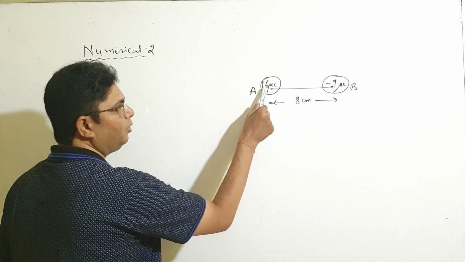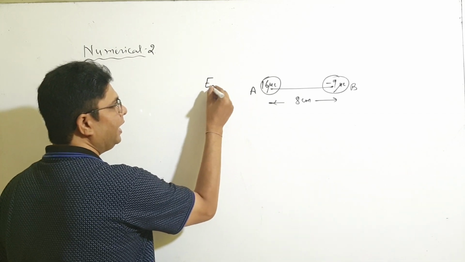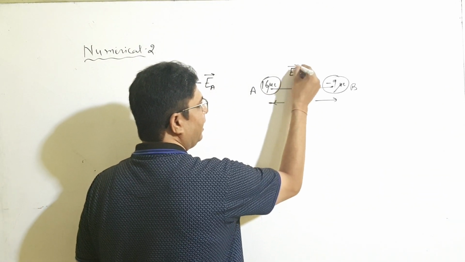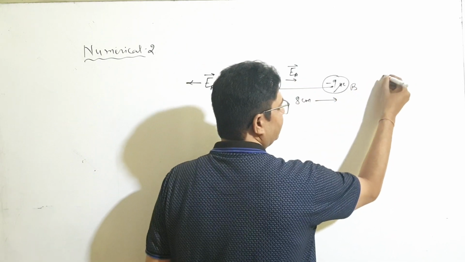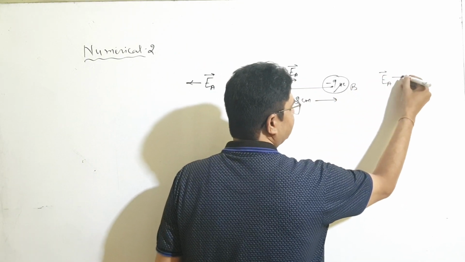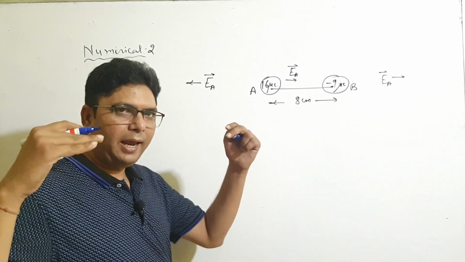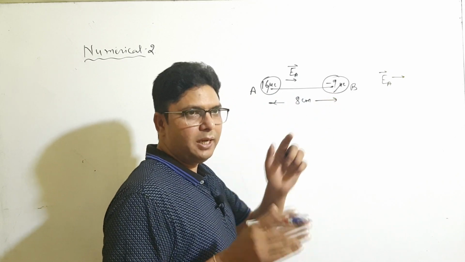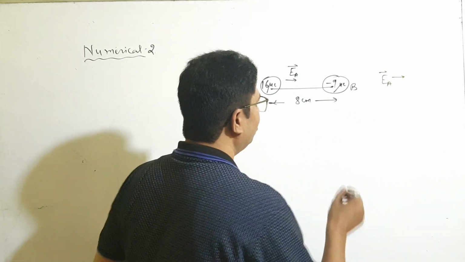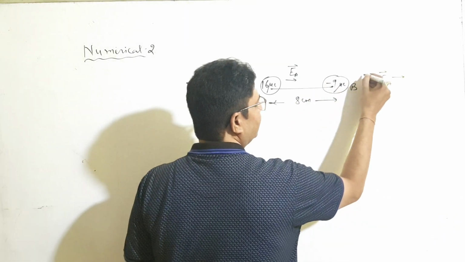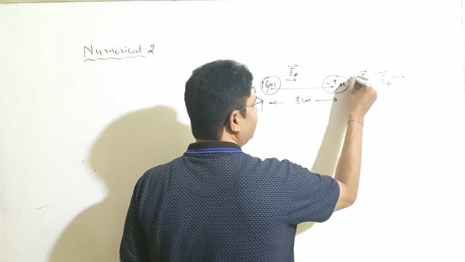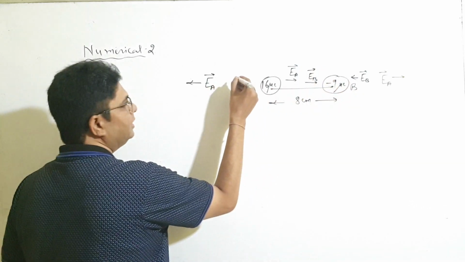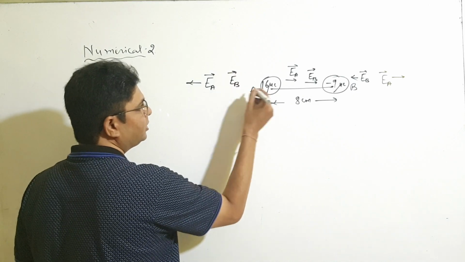You know that electric field originates from a positive charge and moves to a negative charge. So electric field due to A in this region is E A, direction is this side. In this region is E A, and in this region also E A, direction is this side. Electric field due to B enters inside the charge, so electric field due to a negative charge is towards the charge. So electric field due to B in this region is E B, direction this side, and likewise for the other regions.